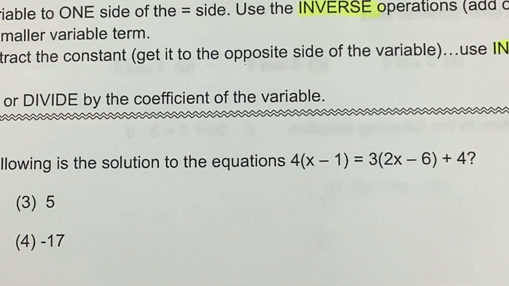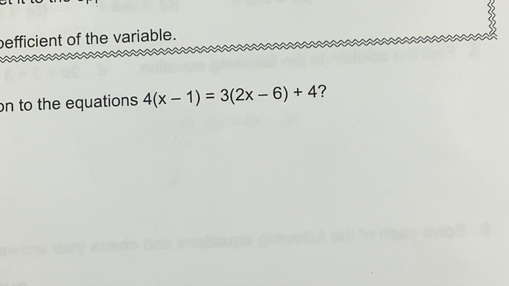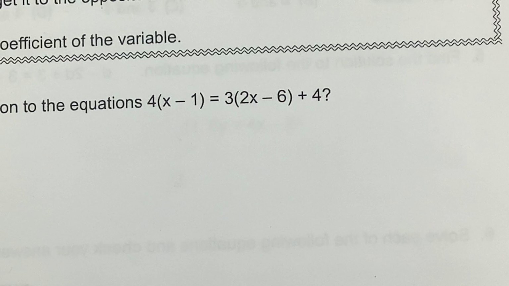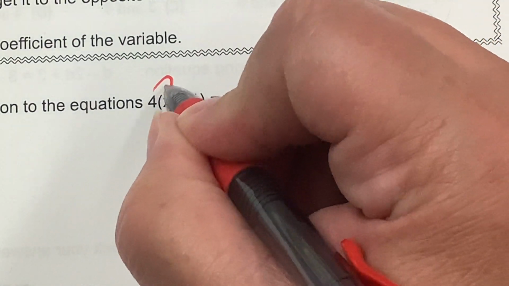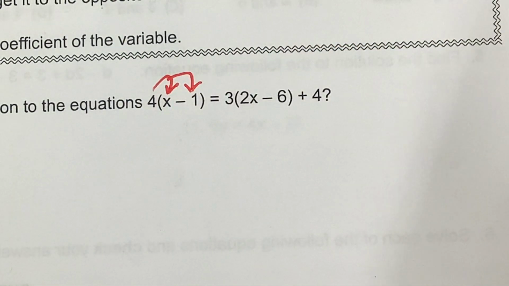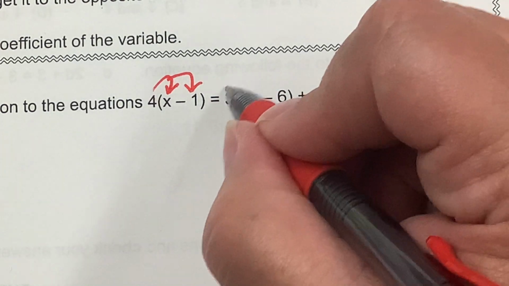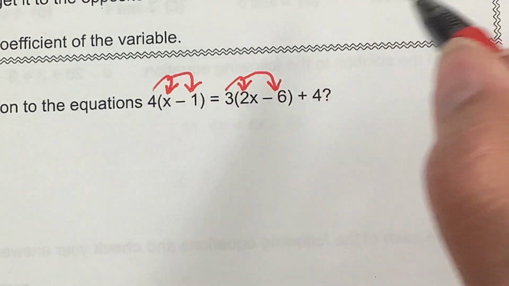So let's start with this first one. The first problem is a multiple choice problem. So I don't really have to show my work for this. I could sort of guess and check, but I like to show my work so that you can see what I'm doing. So I am going to multiply the number outside the parentheses times everything in it. So 4 times x and 4 times subtract 1. And 3 times 2x and 3 times negative 6.